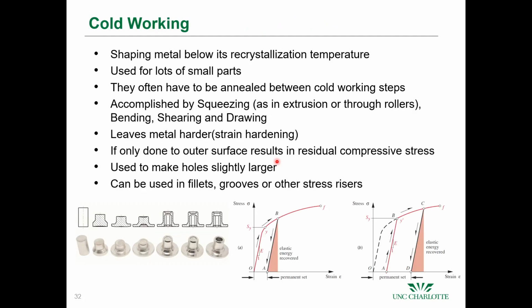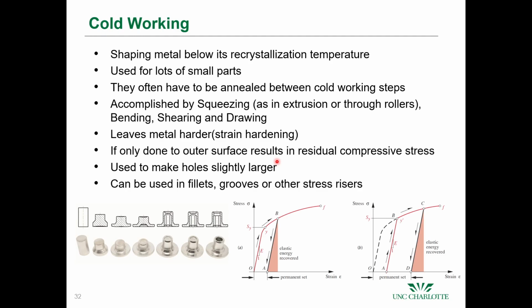Another way that we can make materials harder is through strain hardening or cold working. That's essentially where we just manipulate the material below its recrystallization temperature. So this is used for a lot of stamping and drawing and the production of small formed parts.